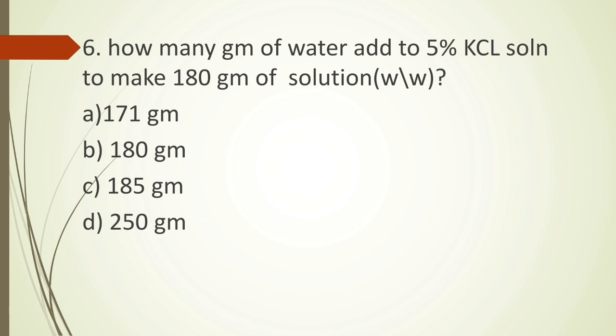Now, coming to the sixth question: how many gram of water must be added to 5% potassium chloride solution to make 180 gram of solution in weight? Option A 171 gram, option B 180 gram, option C 185 gram, and option D 250 gram. So we have to find the quantity of water to be added to this 5% KCl solution to make 180 gram of solution.